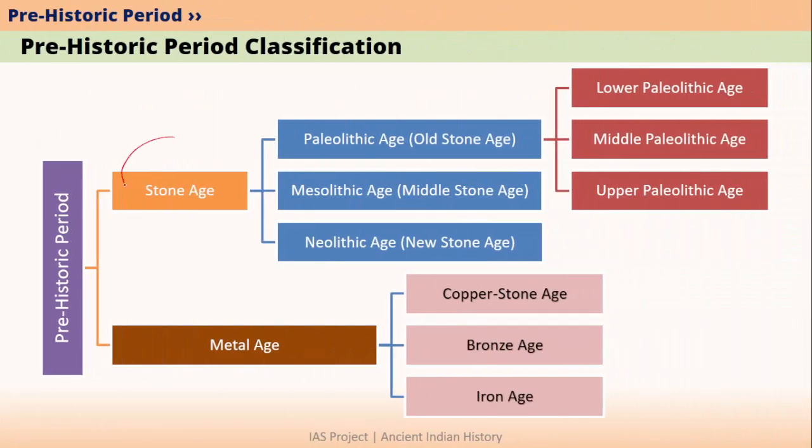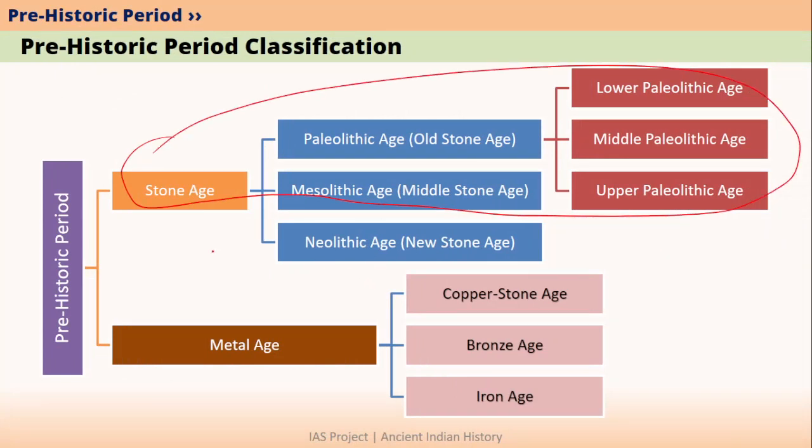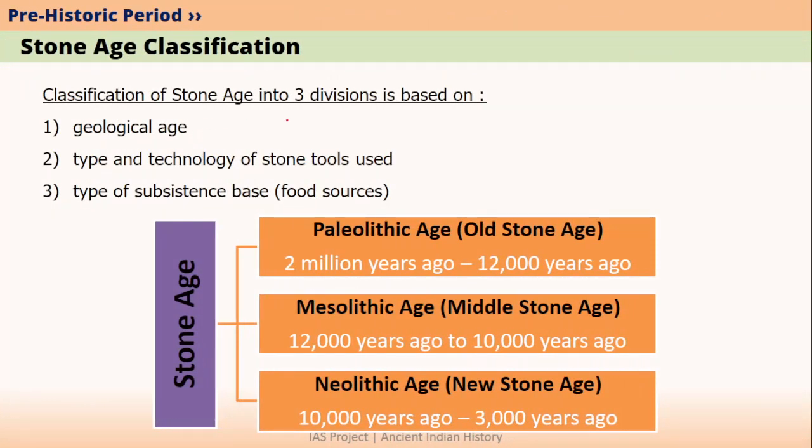In our previous lectures, we have completed all these topics. Now, the only remaining topic in the Stone Age is Neolithic Age, that is nothing but the New Stone Age. Previously, we have divided Stone Age into 3 divisions. They are Paleolithic Age, Mesolithic Age and Neolithic Age.